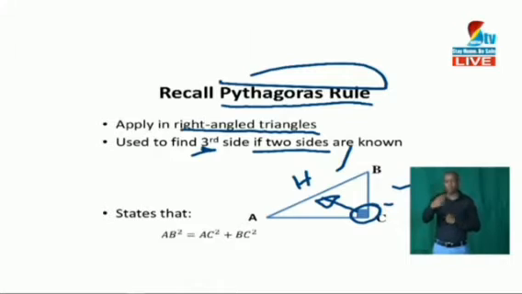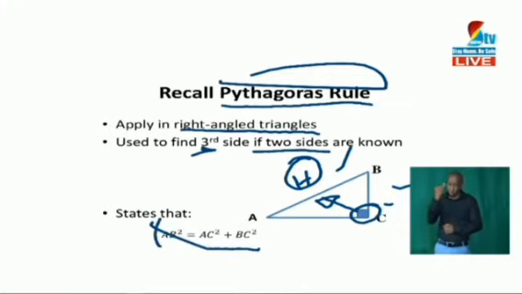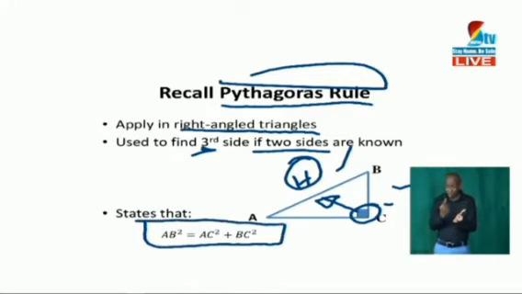So Pythagoras theorem states that the hypotenuse side squared is equal to the sum of squares of the other two sides. So here is our Pythagoras rule. AB, which is the longest side, squared, is equal to AC squared plus BC squared. We can use this idea of Pythagoras theorem to find the length of slanting line segments.